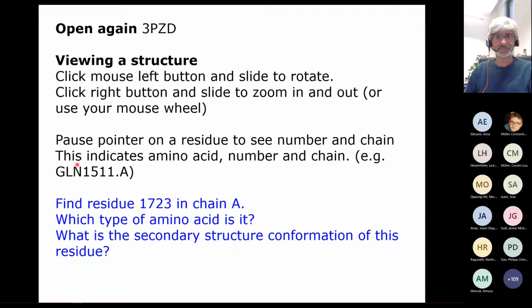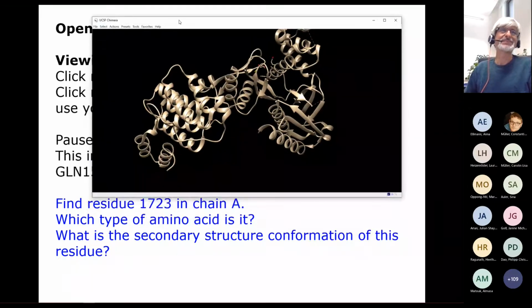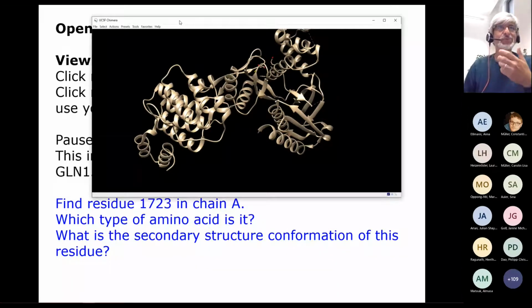Is it possible to look for a specific position, for example 1723, by typing it in, or is it always searching? It is possible, yes, but I wanted you to search, because sometimes you want to see things quickly. I will show you in a moment. Okay, thank you.